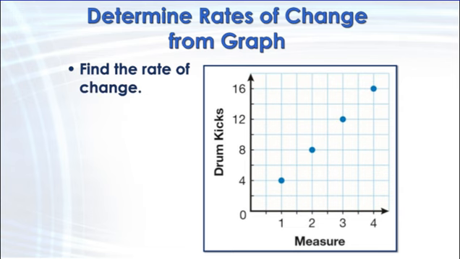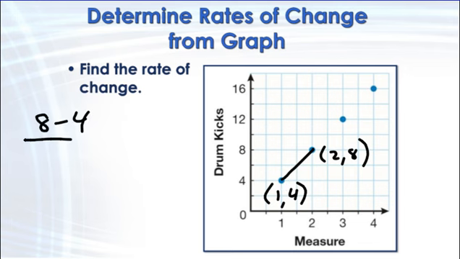Next one, find the rate of change of this one. Here we have 4 points. It does not matter which points we choose. The rate of change is still going to be the same. I'm just going to choose these first two. So from here to here. The coordinates for this first point is 1 and 4. This point would be 2 and 8. If I want to find the rate of change, I would find the change in drum kicks, so 8 minus 4, divided by the change in measures, which would be 2 minus 1. 8 minus 4 is 4, 2 minus 1 is 1, so this would be 4 drum kicks per measure.